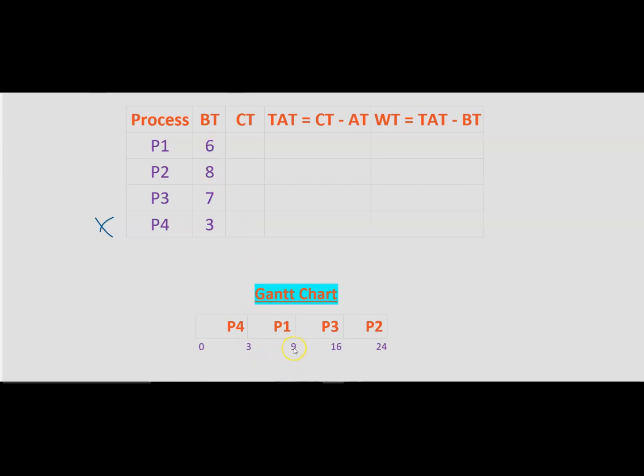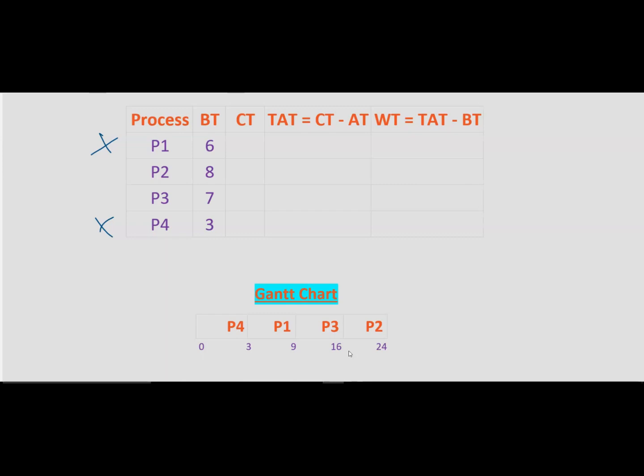Again I am crossing out this P1 so that we are not going to look at it again and again. So I'm left with two processes, P2 and P3. Which is having the least burst time? Yes, P3, which has the burst time of 7. Now in the Gantt chart, we will allocate the CPU to this P3 process. And for how much time? 9 plus 7, that is equal to 16. It means that at the 16 time interval, P3 is going to release the CPU.